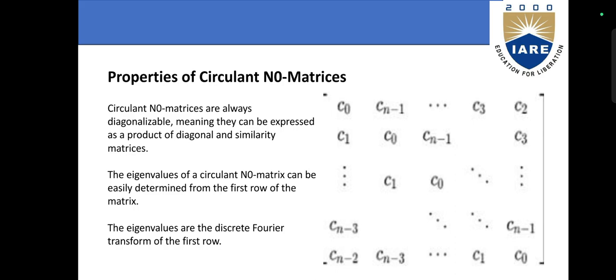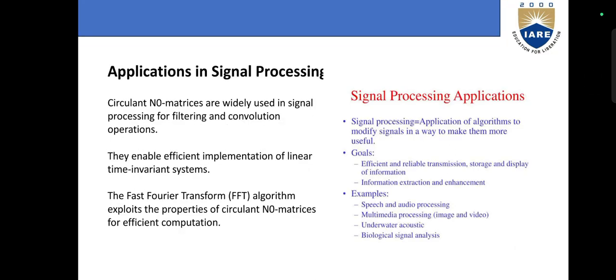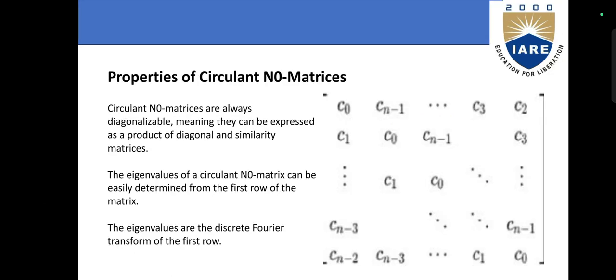Properties of circulant matrices. Circulant matrices are always diagonalizable, meaning they can be expressed as a product of diagonal and similarity matrices. The eigenvalues of a circulant matrix can be easily determined from the first row of the matrix. The eigenvalues are the discrete Fourier transform of the first row.